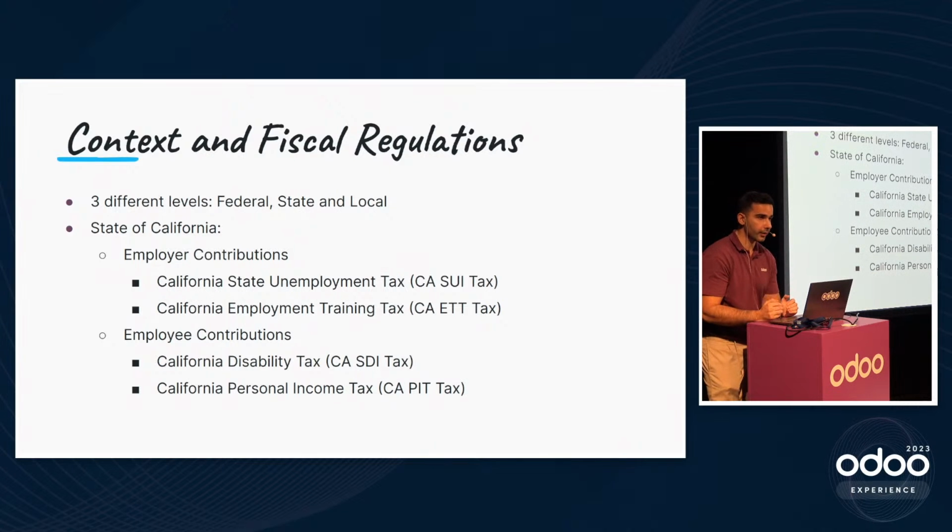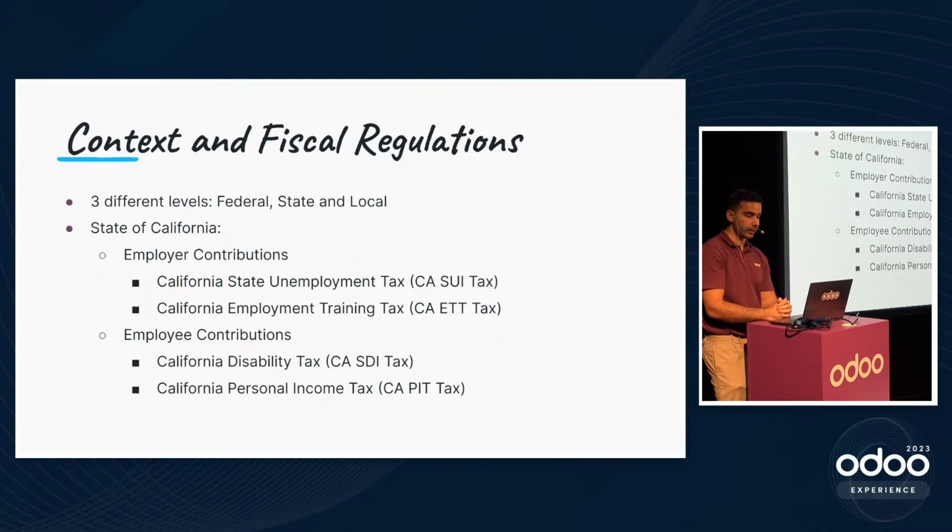So on the state level, we have, for the state of California, for example, those rules are divided into two sections: employee contributions and employer contributions. For the employer contributions, we have the California State Unemployment Tax. Same thing as I talked about before: you have to pay a percentage on the first $7,000 in wages paid to the employee in a calendar year.